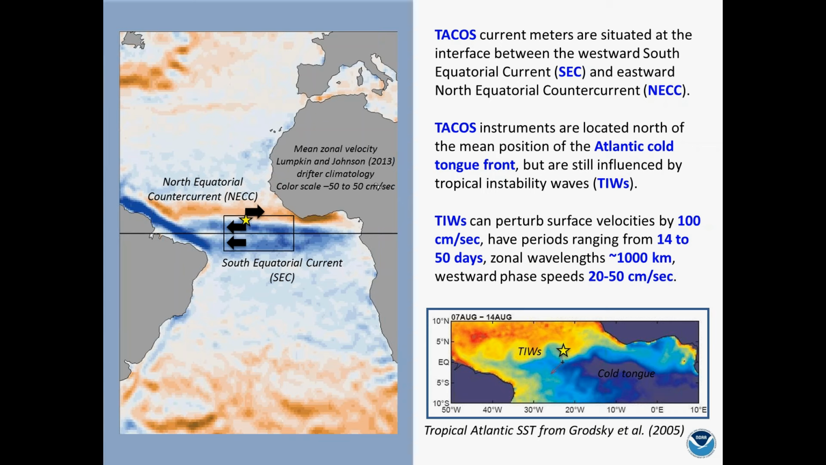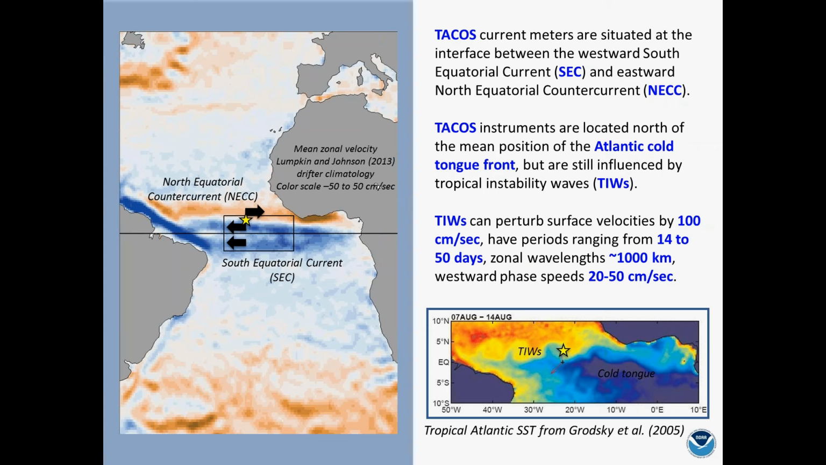Okay, so why do we care about TIWs? Hopefully you'll see why as we work through the talk. But TIWs not only perturb the surface temperatures, this is sea surface temperature, they also perturb the surface velocities by up to 1 meter per second, which is pretty big given that the mean currents here are on the order of 20 centimeters per second, or 30 centimeters per second.